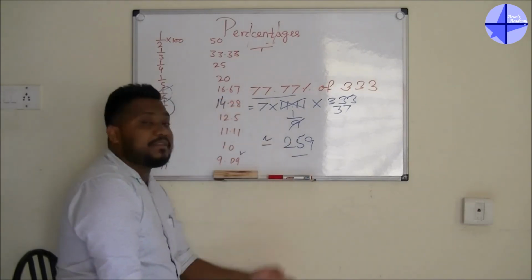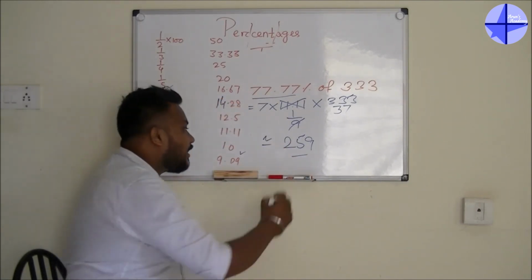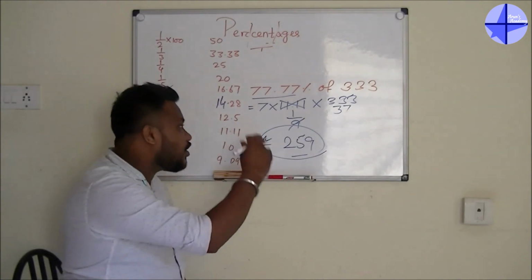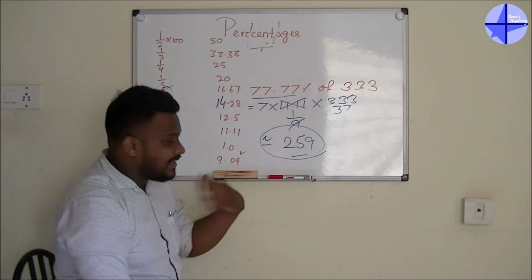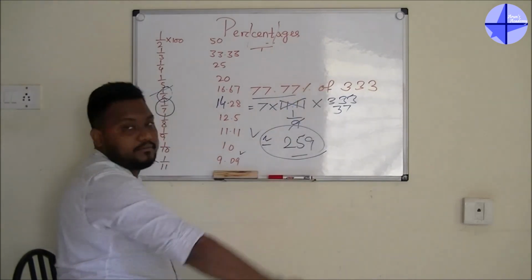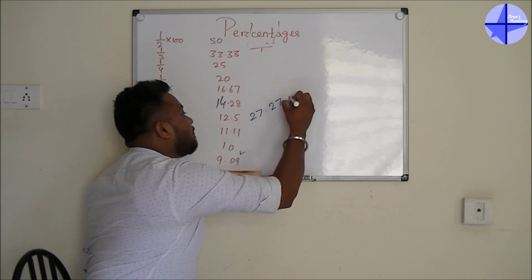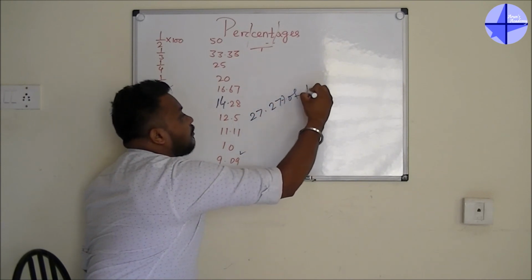Sometimes if they ask you the exact value, you find the approximate value. After that, go for the option elimination method. Check in the options which is the nearer value. Whatever be the nearer value, you take that only. Let's say it is 27.27% of 121.